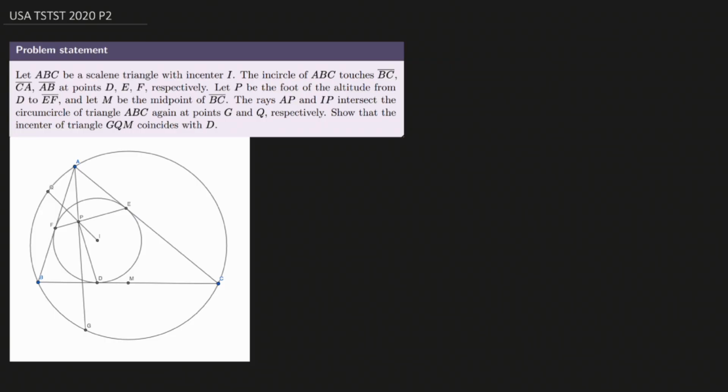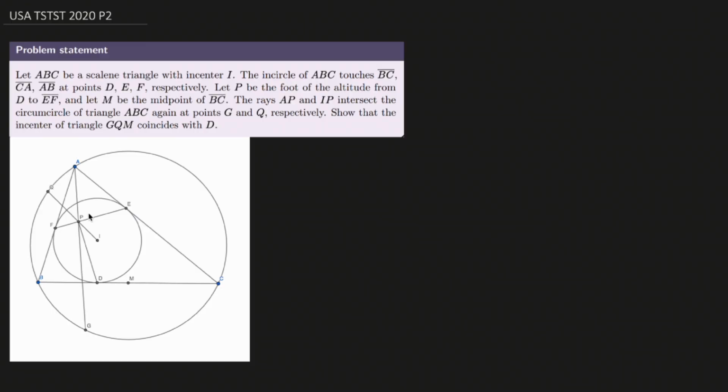Alright, so let's go through the problem setup. We have a triangle ABC. We can draw its incircle and incenter I. The incircle's points of tangency are D, E, and F. We have the circumcircle. We have the midpoint of BC as M. Okay, so far all quite rudimentary setup. And now it's where it starts to get into the real thing.